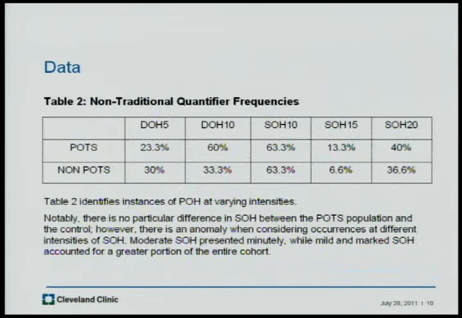Table 2 identifies instances of POH at varying intensities. Notably, there is no particular difference in SOH between the POTS population and the control. However, there is an anomaly when considering occurrences at different intensities of SOH. Moderate SOH presented minutely, while mild and marked SOH accounted for a greater portion of the entire cohort.